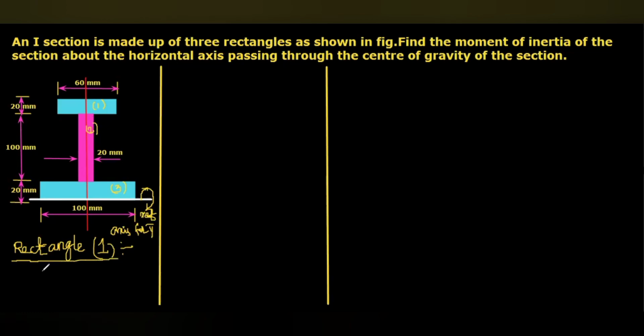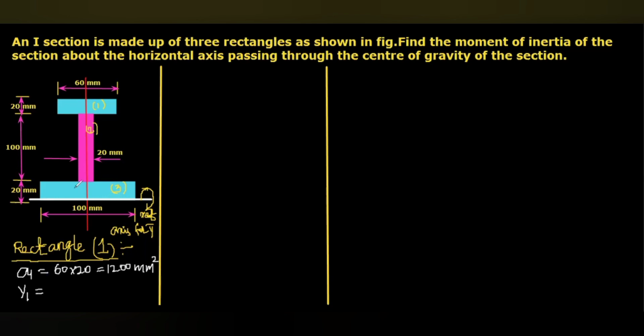A1, that is the area of the rectangle. Here you can see 60 and 20, that is B 60, D 20. Sorry, A1 is B into D. So 60 multiplied by 20, we will get 1200 mm square.